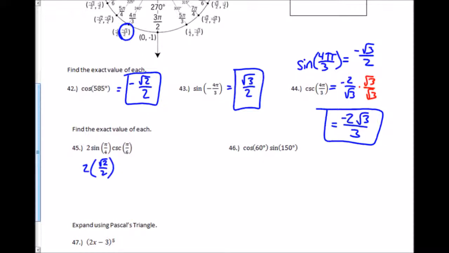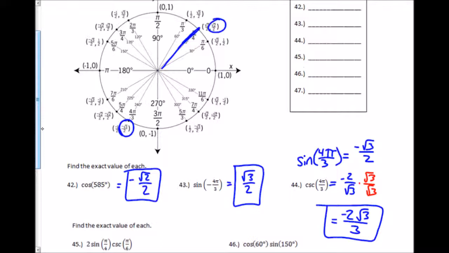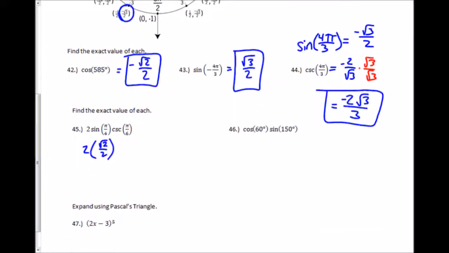And then it asks for cosecant of pi over 6. So I go to pi over 6. Cosecant is my sine flipped. So I take my sine value and flip it. That would be 2 over 1. This one's going to give me a 2. And now it's just a matter of multiplying this out. I could cancel out these guys, and that's going to just leave me with 2 root 2, and that's it. Okay, so I'm just finding these values on my unit circle and plugging them in.